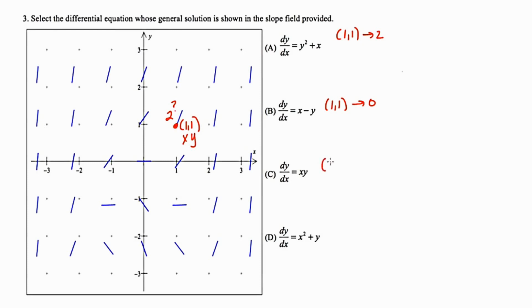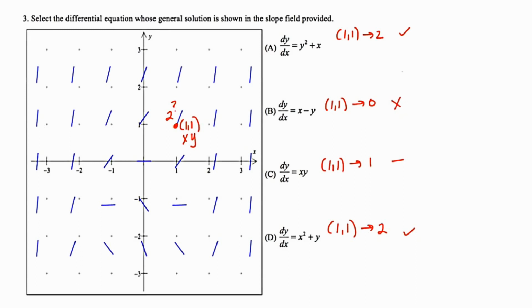Now if I plug 1, 1 in here, we get the product of those values, which is 1. Now this slope could be 1, so it's possible, but I'm still liking A more. And then D, if I plug 1 and 1 in, I get 1 squared plus 1, which is also 2. So I like this one, and this one's okay, and this one I'm thinking is no.